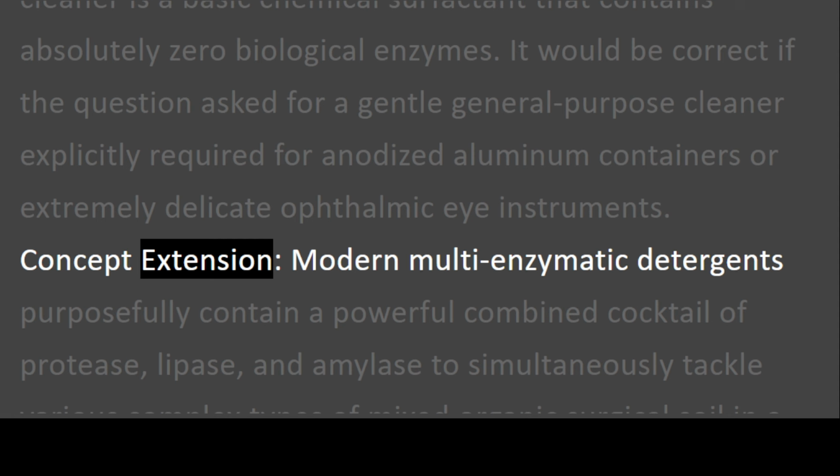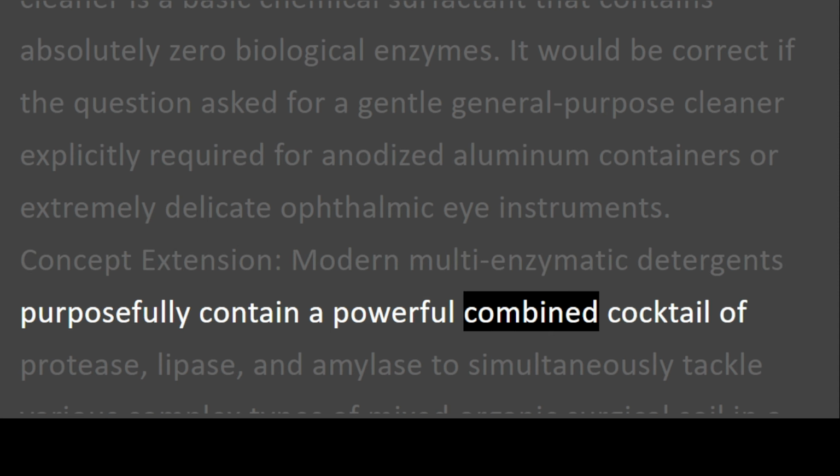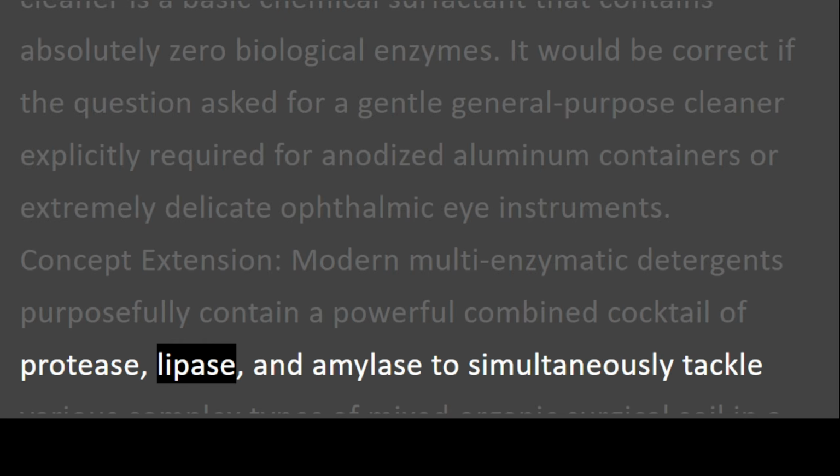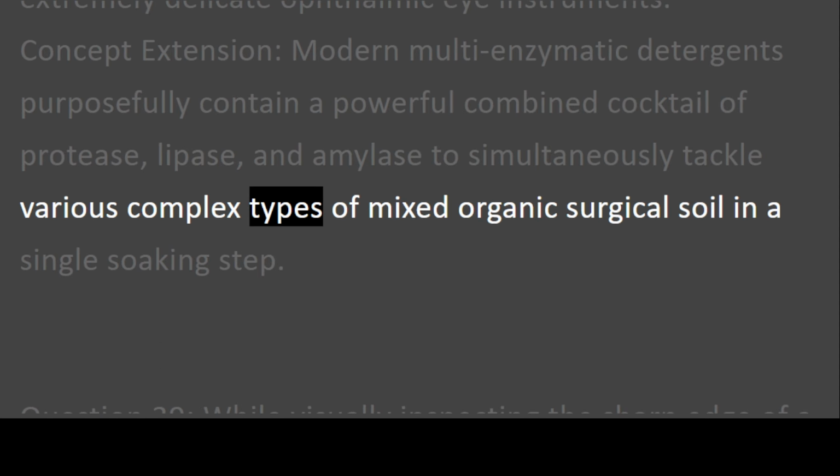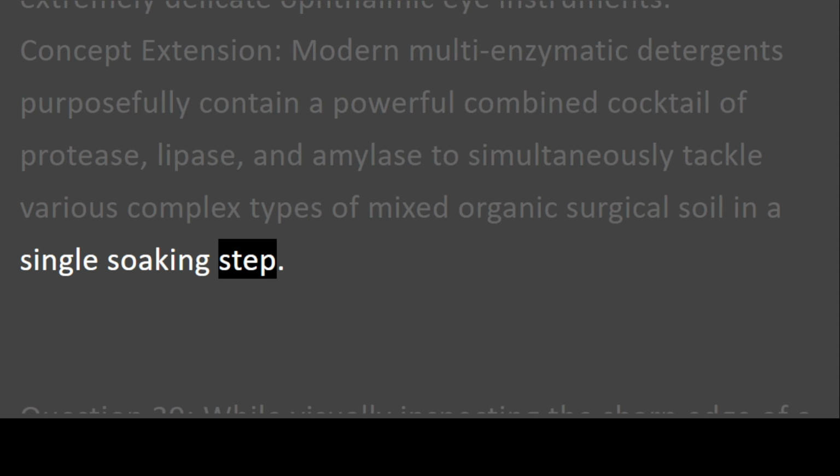Concept extension. Modern multi-enzymatic detergents purposefully contain a powerful combined cocktail of protease, lipase, and amylase to simultaneously tackle various complex types of mixed organic surgical soil in a single soaking step.